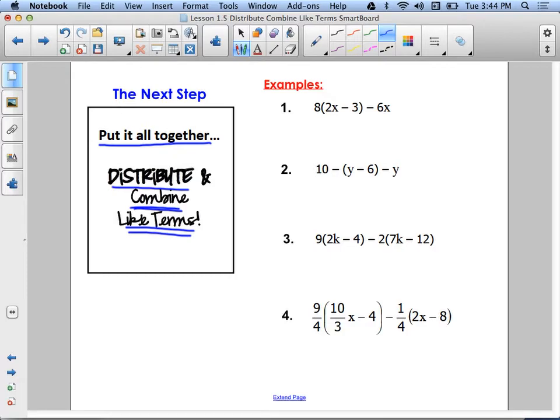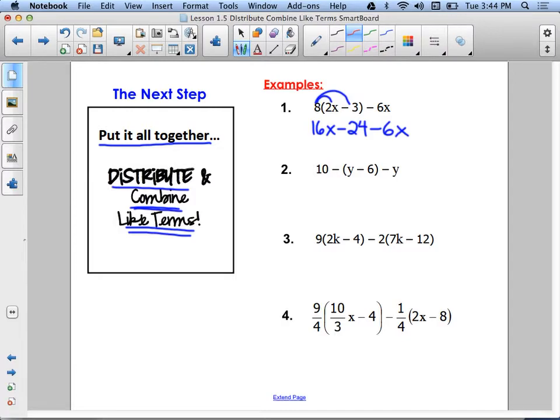I'm going to start by multiplying across my parentheses. I'm going to do distributive property first. So I'm going to say 8 times 2x, that's 16x. And then I'm going to say 8 times negative 3, which is negative 24, minus 6x. Notice that I did not multiply the 8 times the 6x because the 6x is not in the parentheses. That 8 is not multiplying the 6x.